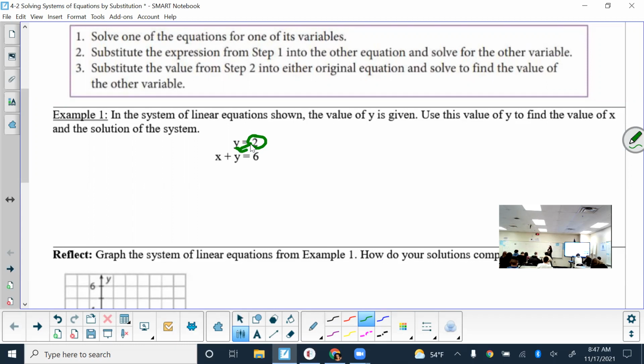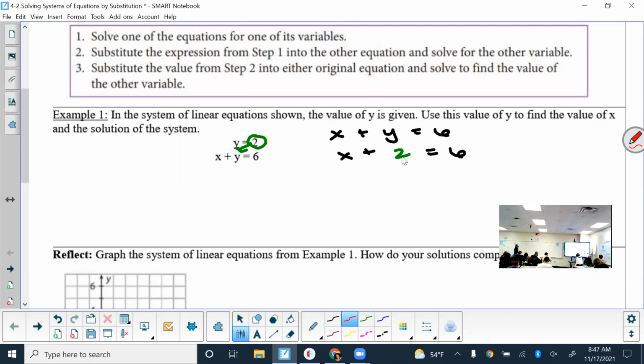Since it's y, I'm going to put it in the y spot. And then we're going to solve for the other variable, which is x. So it's x plus y, which we're now replacing with 2, equal to 6. All right, so see how we just plugged it in? Yes. All right, and then we're solving for x.